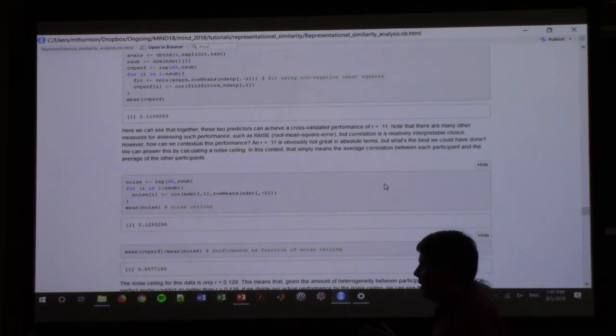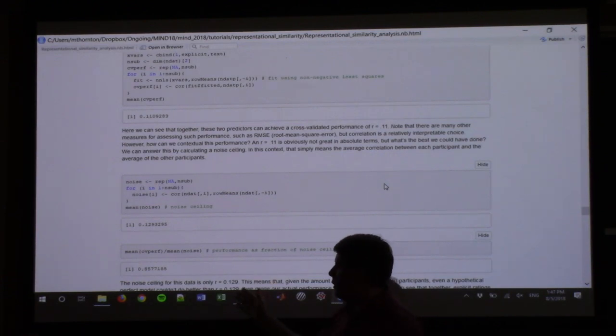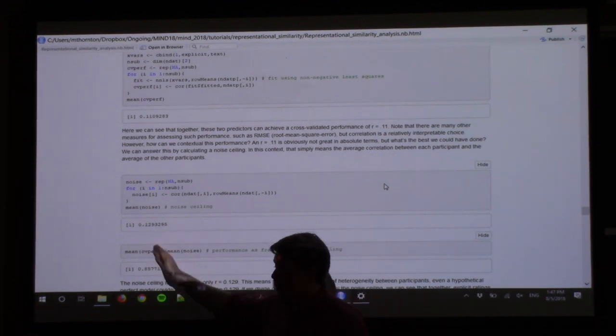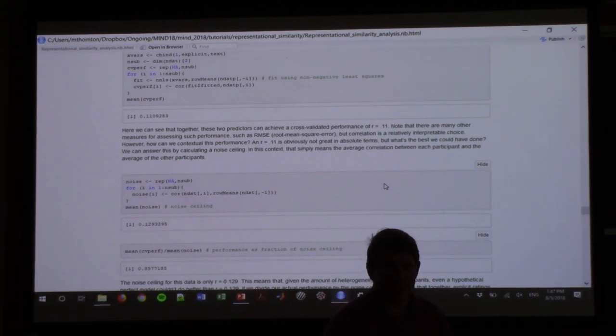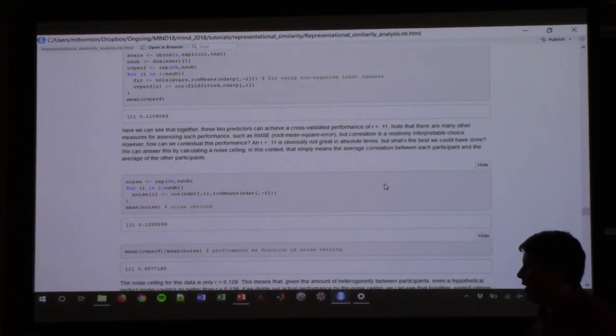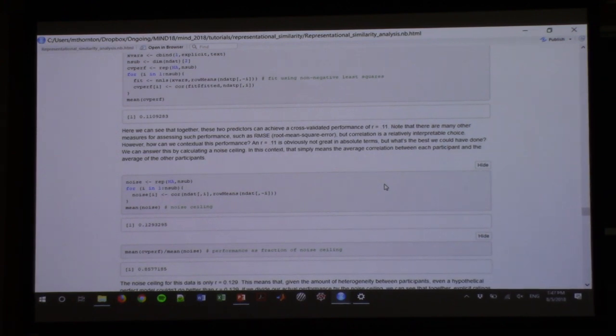However, nonetheless, what we can do is effectively disattenuate the correlation simply by dividing the actual cross-validated performance by the mean of this noise performance. We can see that we're achieving performance at about 86% of the noise ceiling. So we're doing better than 80% as well as we could have hoped to have done, given how well the data from one participant maps onto the data from all the other participants.